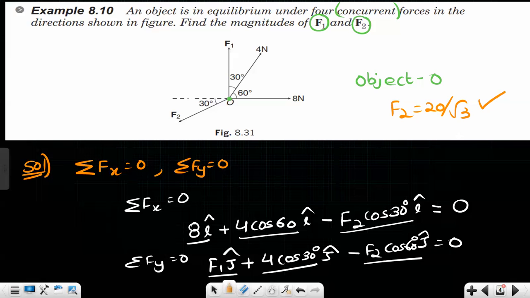Sir, and F1 would be 4 by root 3. F1 is 4 by root 3. Perfect, sir. Correct answer.